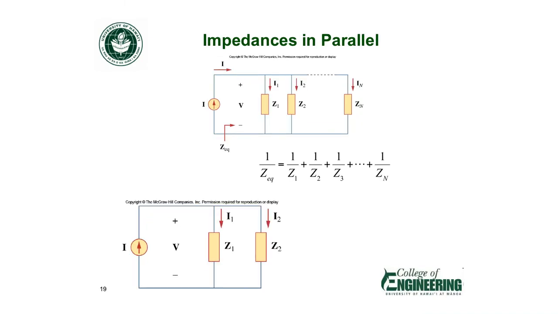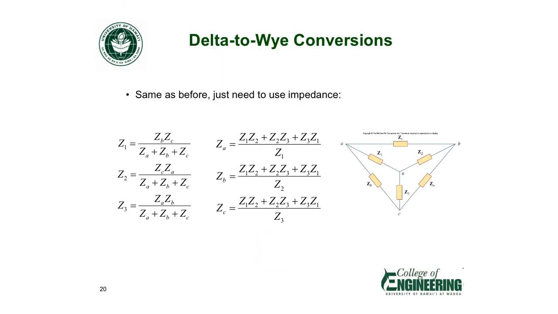If they're in parallel, the parallel combination will be the reciprocal of the sum of all the reciprocals, just like a resistor. As long as, it doesn't matter what these elements are again, as long as I'm representing them by their impedance. Even if you want to do delta to Y again, the equations all work as long as you use the impedances instead of the resistances.